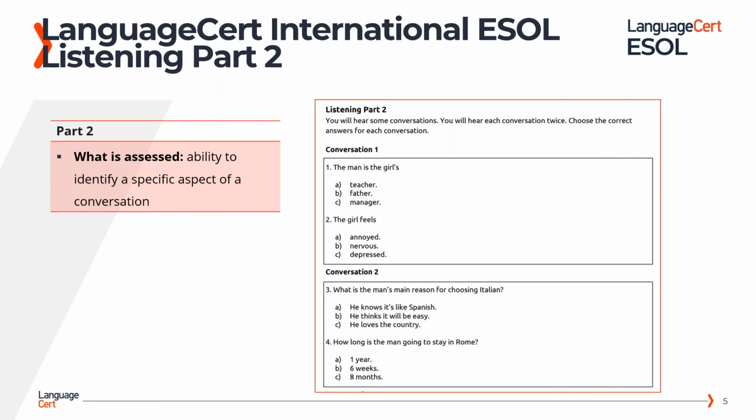The second part of the listening test at B1 level aims to assess the candidate's ability to identify a specific aspect of a conversation. There will be 3 conversations and 2 multiple-choice questions on each conversation, so candidates will be required to respond to 6 questions in total.